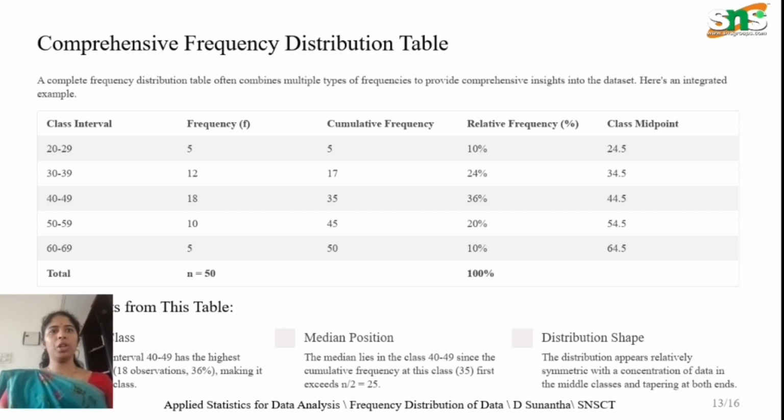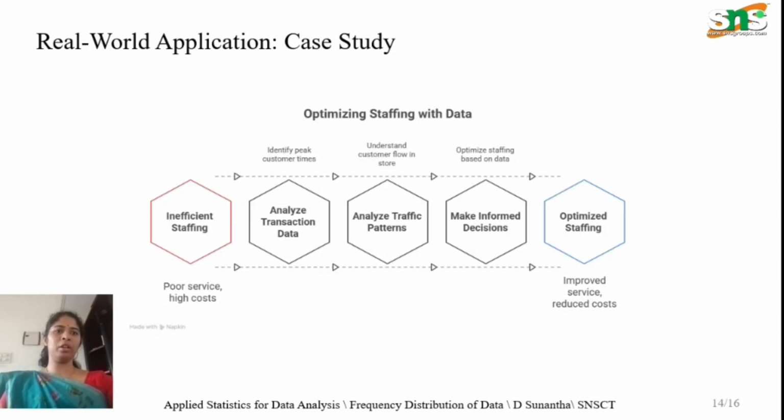So now let us see the applications of frequency tables here. A supermarket records the number of customers visiting every hour. Instead of analyzing thousands of customer entries individually, managers prepare a frequency table, in which we can determine the peak hours, staff allocation, billing counter requirements and inventory planning. So this demonstrates how frequency distribution supports data driven decisions in business also. This is one of the real world applications of frequency distribution.